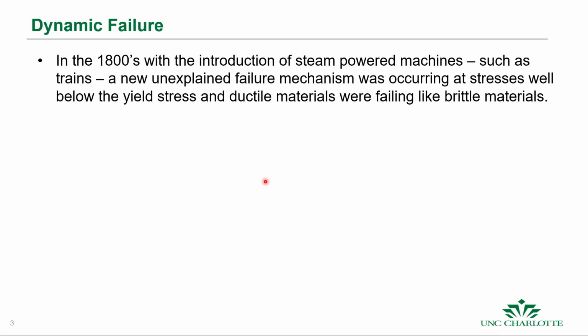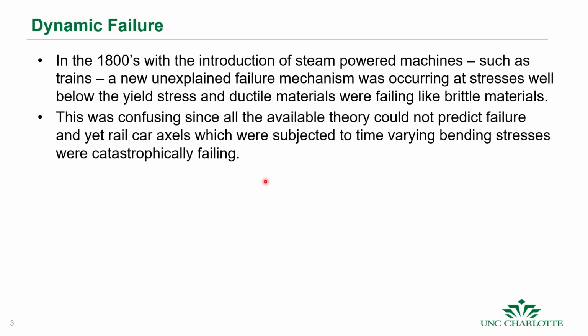Now, a little bit of history. It was actually in the 1800s when steam-powered machines such as trains experienced this unexplained, at the time, failure mechanism at stresses that they knew were well below the yield stresses of ductile materials. And these ductile materials were failing like brittle materials. And so it really left people confused, since there really wasn't any theory that could predict failure. And yet these rail car axles were just suddenly catastrophically failing.